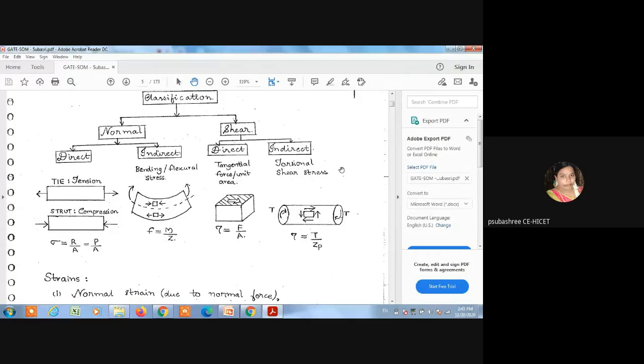Then indirect stress is equal to torsional stress. Torsional stress is developed from twisting moment. So the shear stress tau is equal to T divided by plastic section modulus, ZP, which is also called the plastic section modulus. So for shear stress, direct means direct shear, shear force divided by area. Indirect means it is developed from twisting moment, also called torsion, uniform torsion.